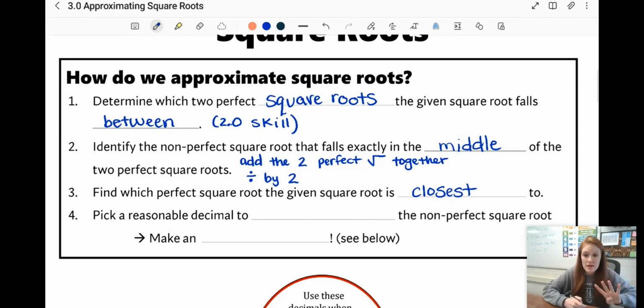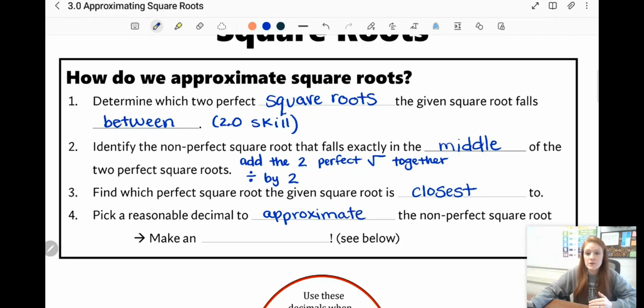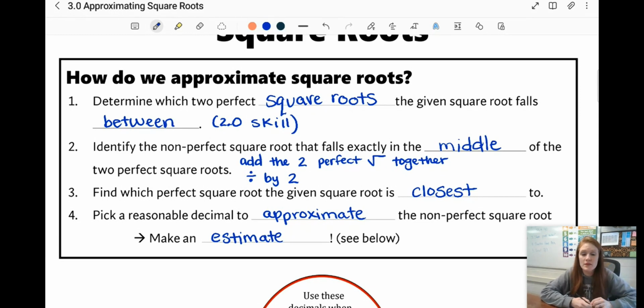Okay, and then step number 4 is that we are going to pick a reasonable decimal to approximate, which is just a fancy word for estimate or come close, the non-perfect square root. And we are simply going to make an estimate. There will be a range of acceptable answers. Okay, there is not one right answer when we are doing this with our brains and not a calculator, okay?